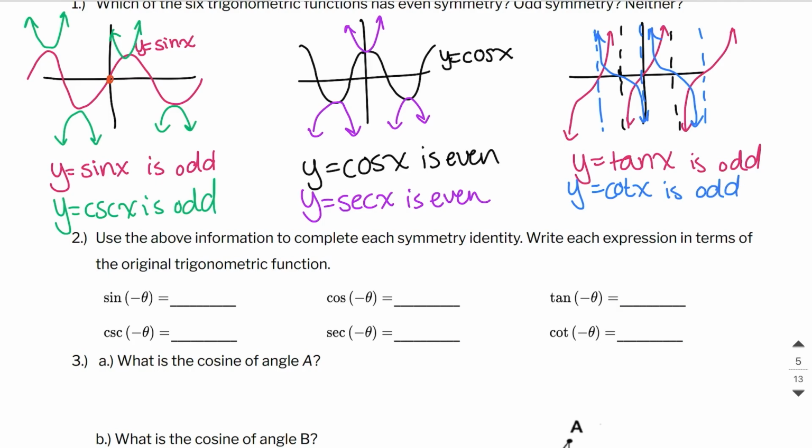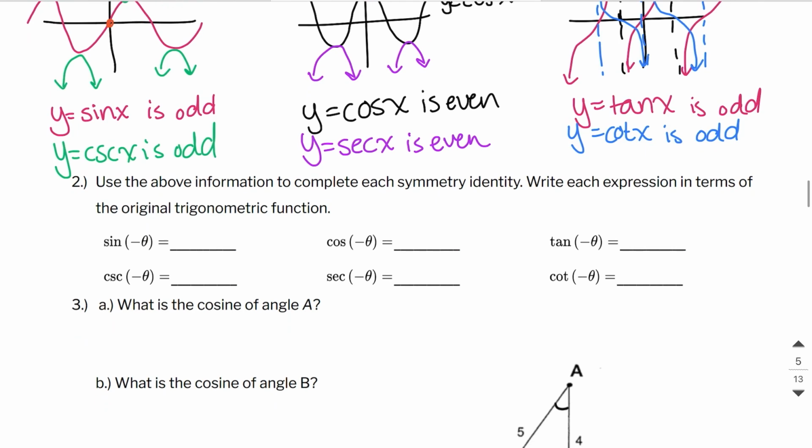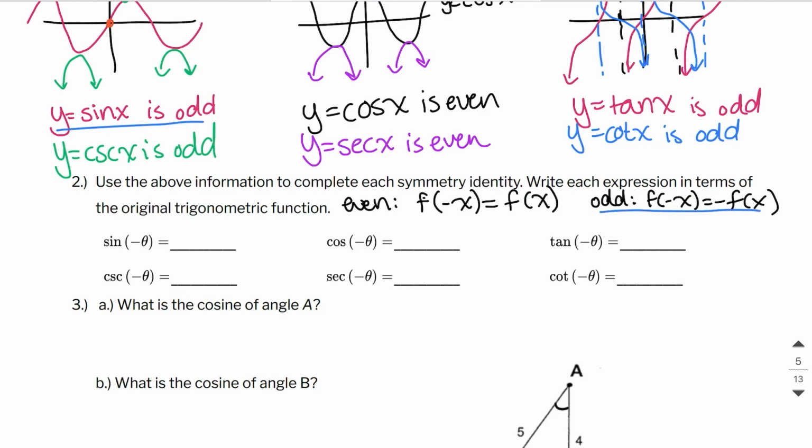Okay. Just a reminder also, question number 2 says, use this information above to complete each symmetry identity, write each expression in terms of the original trig function. Well, just a reminder that if a function is even, has even symmetry, f of negative x is still going to be f of x. And if it has odd symmetry, f of negative x is negative f of x. So, sine of negative theta has odd symmetry. So sine of negative theta would be negative sine theta.